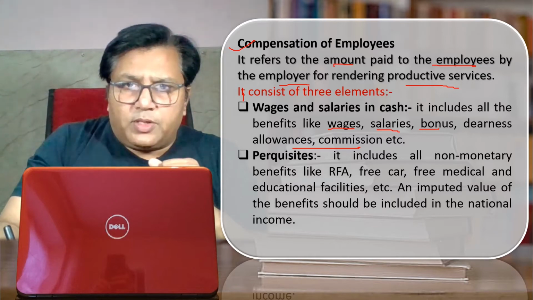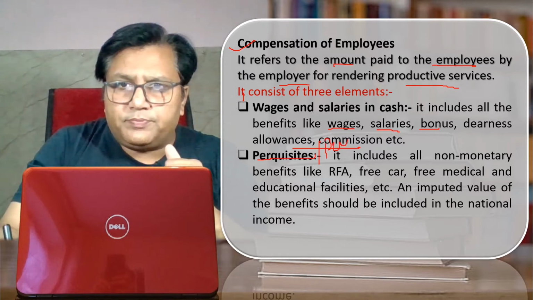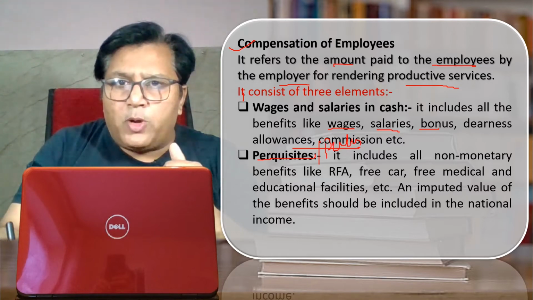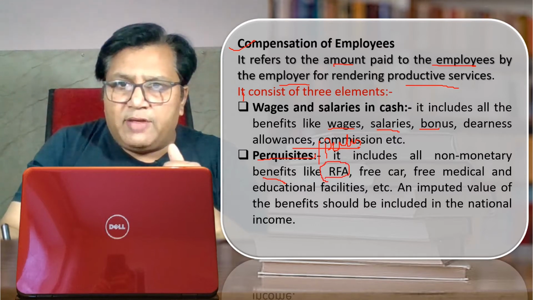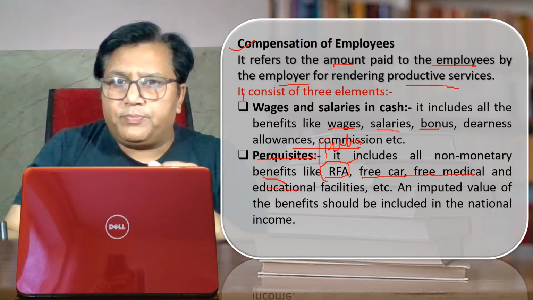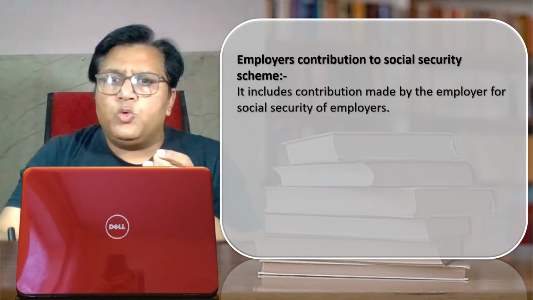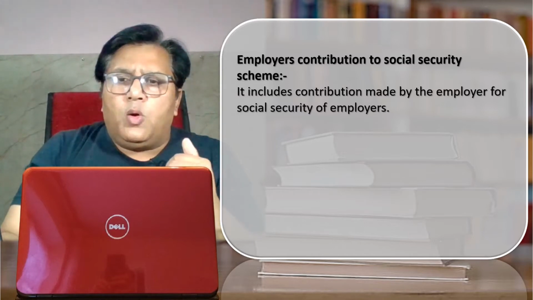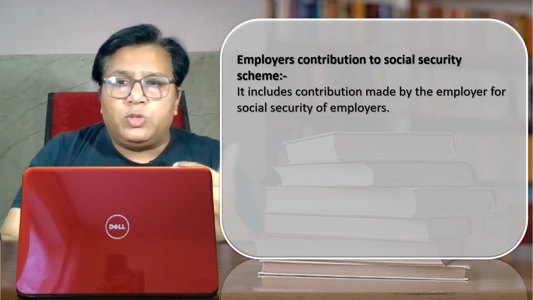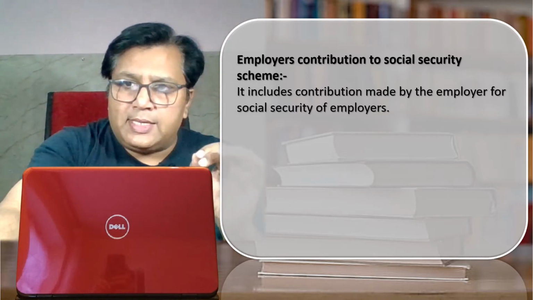The second, which comes under the compensation of employees, is perquisites. The other name of perquisite is perks. It consists of all the non-monetary benefits like RFA. RFA means rent-free accommodation. Then we have free car facilities, free medical and education facilities, etc. The third is the employer's contribution to social security. It includes gratuity, old age benefits, and provident fund which the employer is giving to the employee. I hope the first component, that is compensation of employees, is clear.